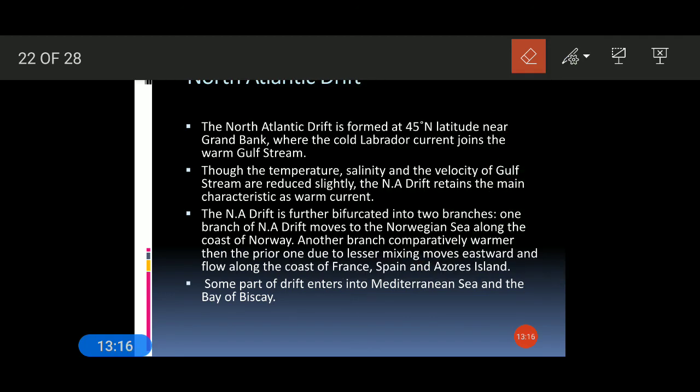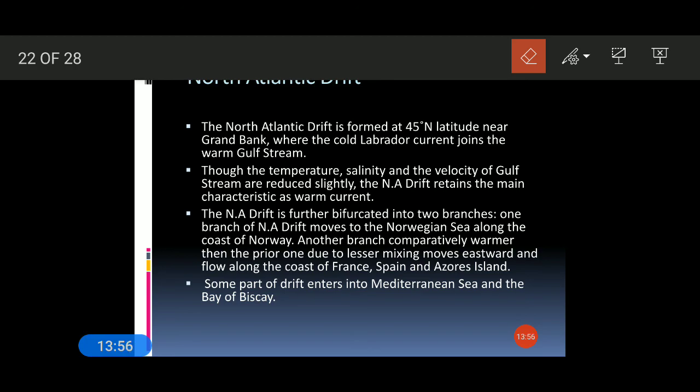Now the North Atlantic Drift is further bifurcated into two branches. One branch moves to the Norwegian Sea along the coast of Norway. And the other branch, comparatively warmer than the first one due to less mixing, moves eastward and flows along the coast of France, Spain, Azores Island, etc. Some part of the drift enters into the Mediterranean Sea and Bay of Biscay.